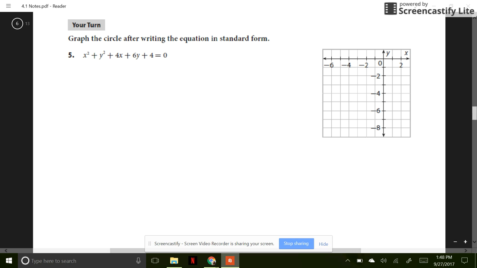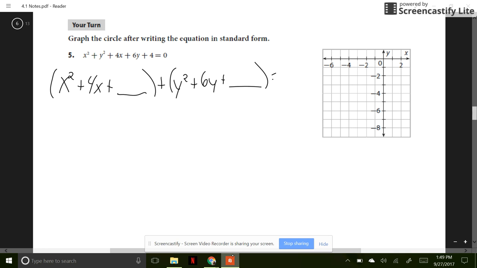So let's try one out. We have to group our x terms, group our y terms, and move our constant to the other side. So we end up with x squared plus 4x, plus something here when we complete the square, plus grouping our y's, y squared plus 6y, plus something else here when we complete our square. It's going to equal our -4.